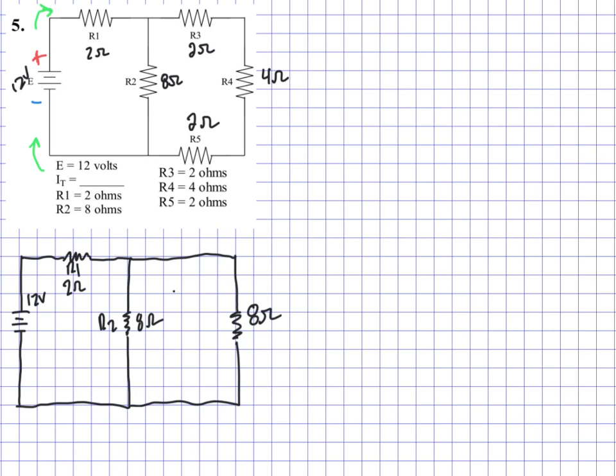So again, if I want to solve for the equivalent, and let me make sure I'm pointing this out in case you missed it. So now I've got current coming through here, and then it branches off.